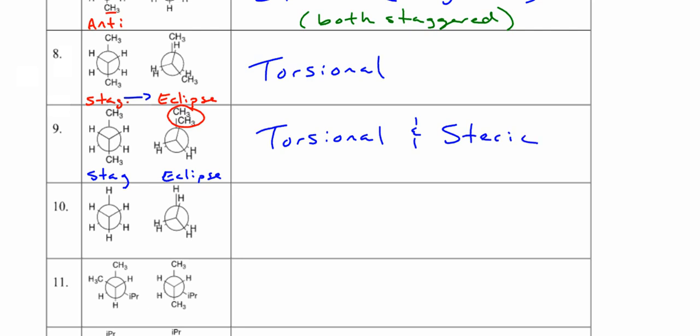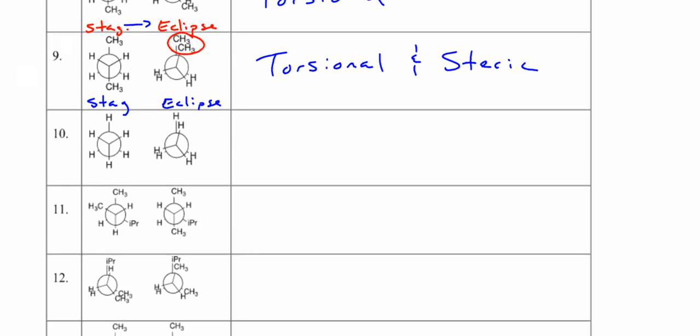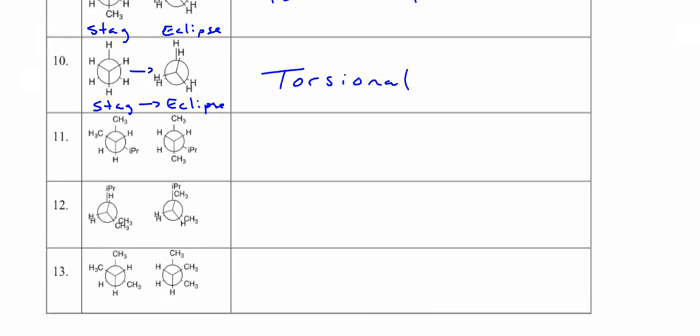Okay, let's look at number 10. The first one is all staggered and just hydrogens. Really nothing's going on there. And then here, we just twist it. So because you went from staggered to eclipse and nothing else happened, this is the classic definition of a torsional strain. There's really nothing else to say about that one. Staggered versus eclipsed. Okay, this next one, reminder that IPR is an isopropyl, so it's a pretty large structure.